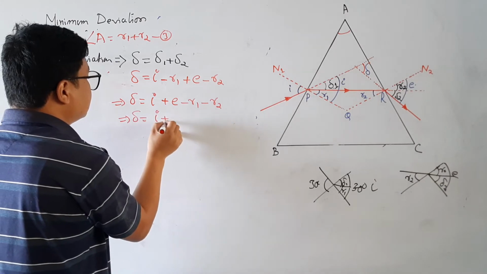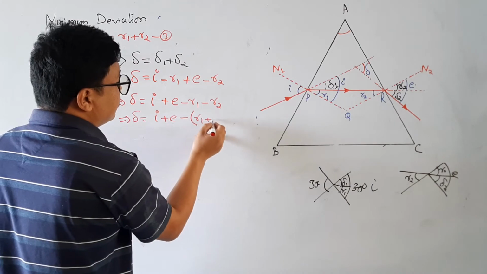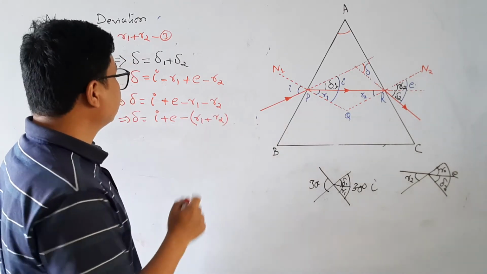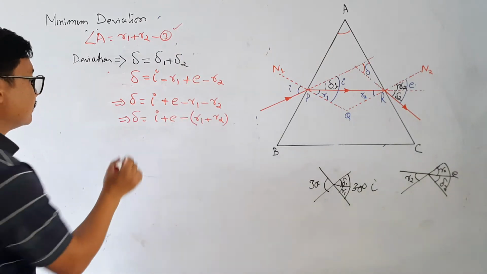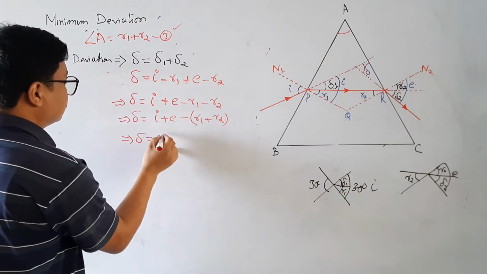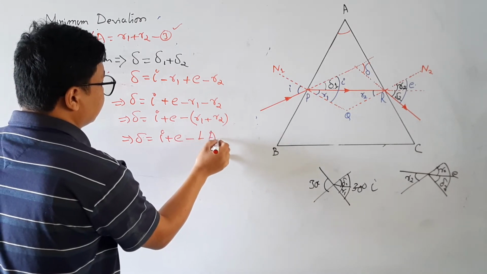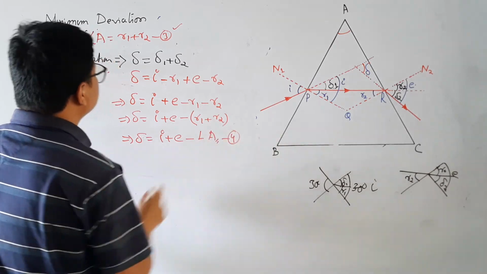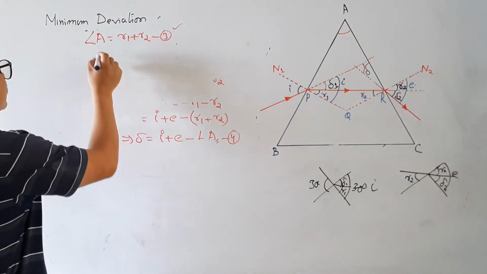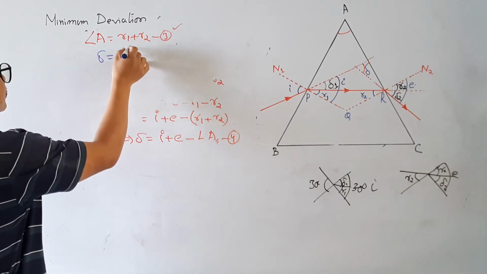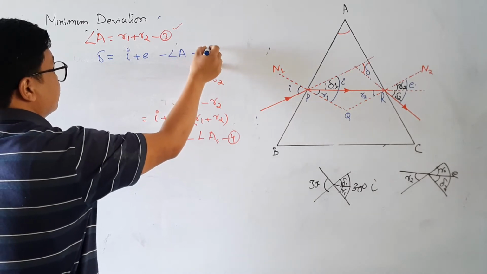So delta is equal to I plus E minus, taking common, R1 plus R2. Right, because our value of R1 plus R2 we have already got as angle A. So then delta is equal to I plus E minus angle A. This is equation 4. So the delta, the angle of deviation, is I plus E minus angle A, equation number 4.